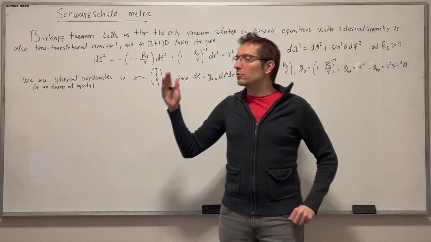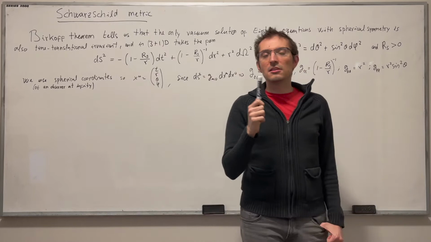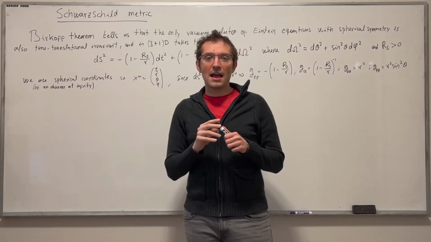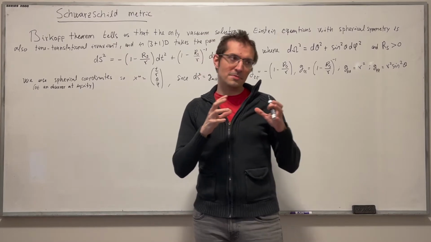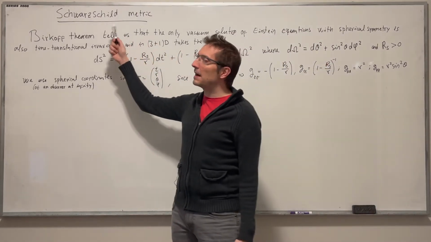Welcome to today's video. Today we're going to focus on a particular kind of solution to Einstein's equations that is going to be particularly important for everything related to orbital mechanics, and it's also going to be important to study objects like black holes. Now, that metric is what I would call the Schwarzschild metric.